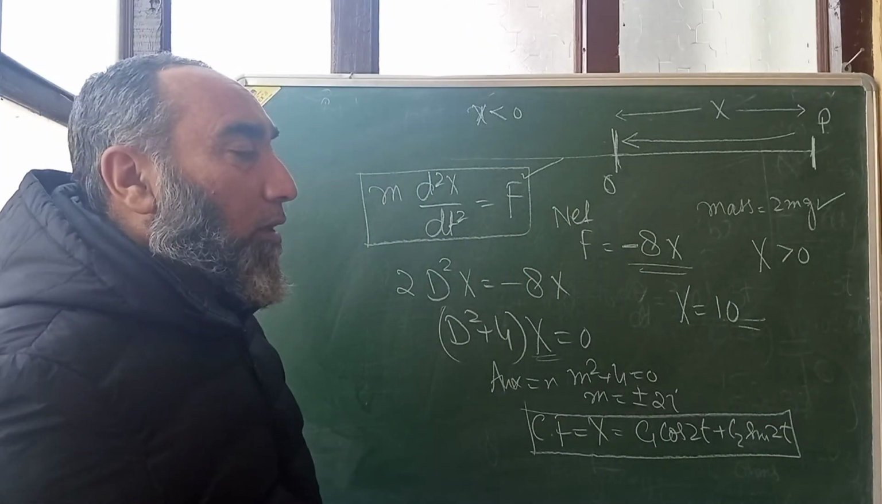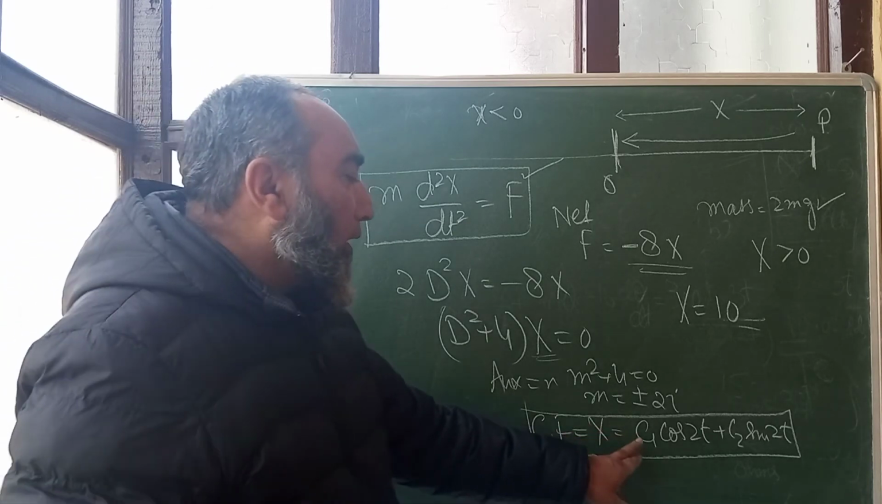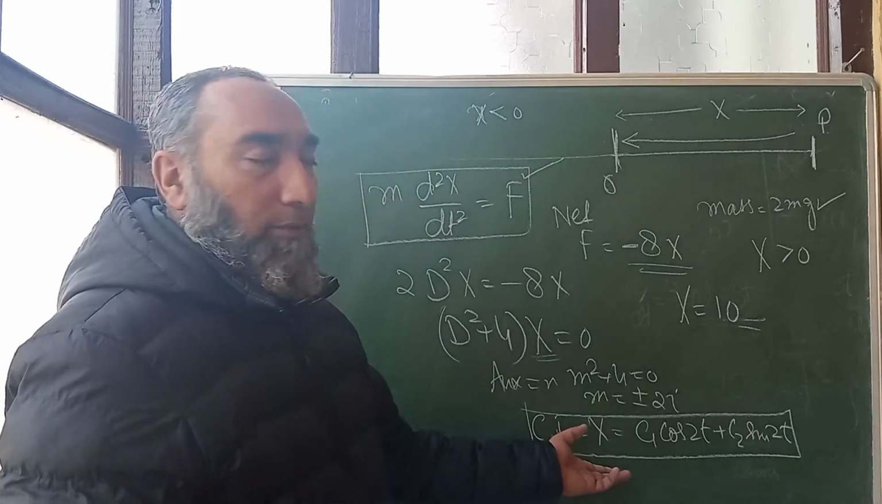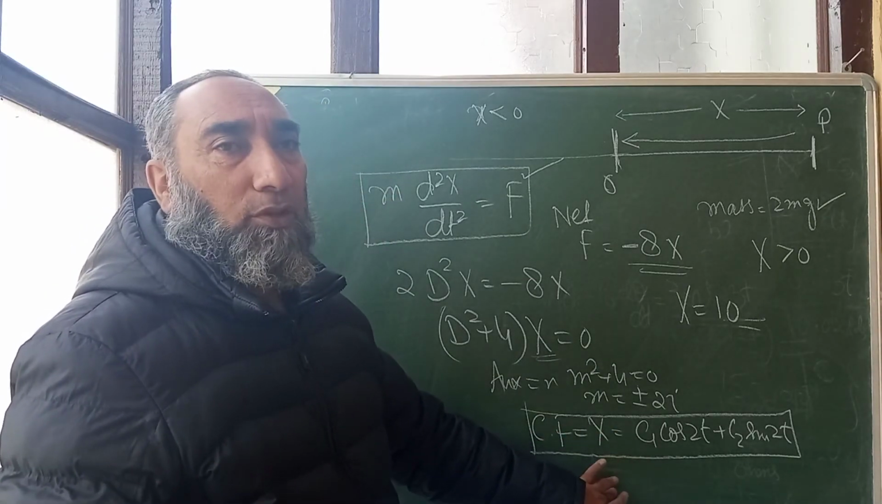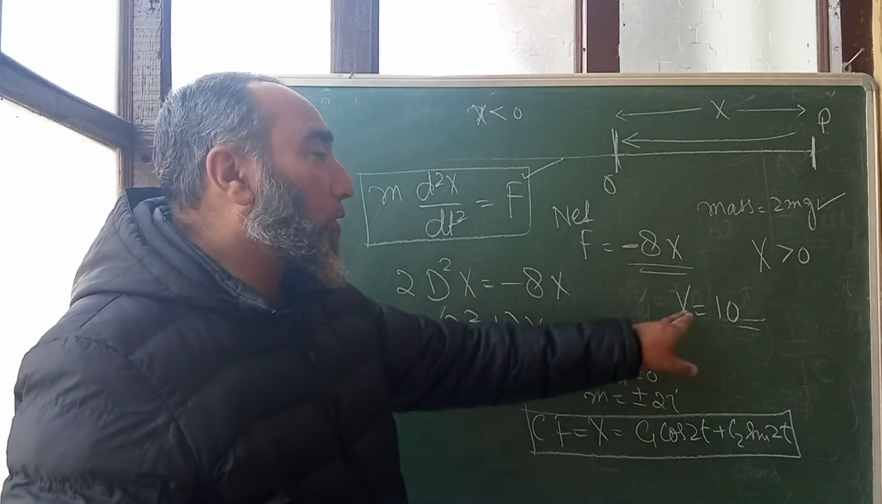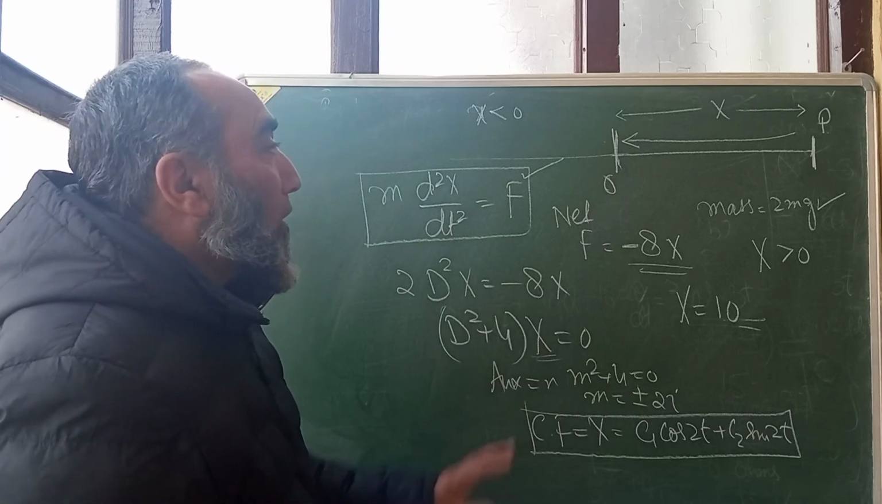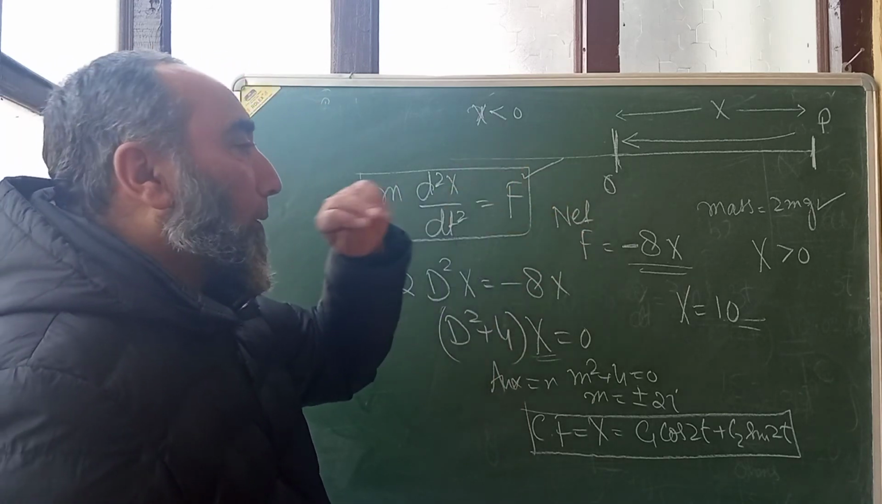This is all you are supposed to find. If you want the particular solution, then you can use x0 equal to 10 and you will get the solution. Otherwise, this is the general solution. For the particular solution, you have to use x0 equal to 10. Now, let me proceed further in this problem.